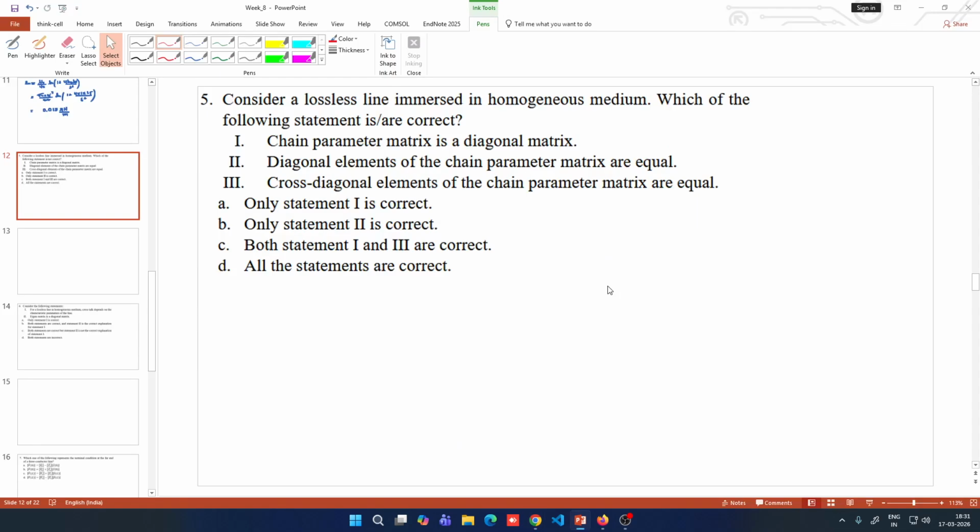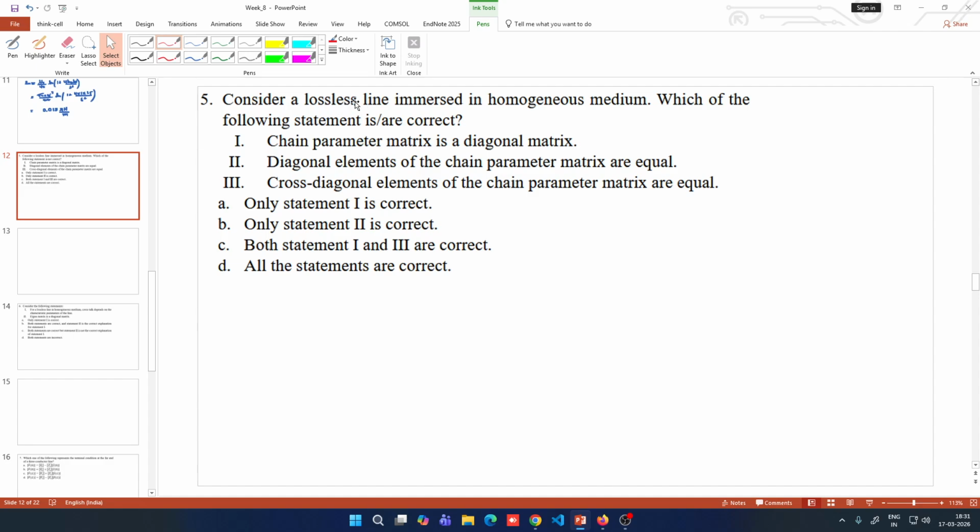So those who have joined right now, we are discussing question number 5. I will read it again. Consider a lossless line immersed in a homogeneous medium. Which of the following statements is or are correct? Statement 1: chain parameter matrix is a diagonal matrix. Statement 2: diagonal elements of a chain parameter matrix are equal. Statement 3: cross diagonal elements of a chain parameter matrix are equal.